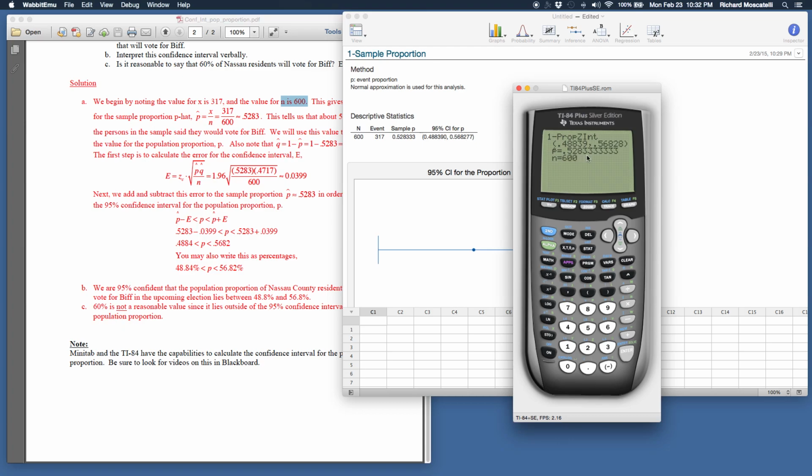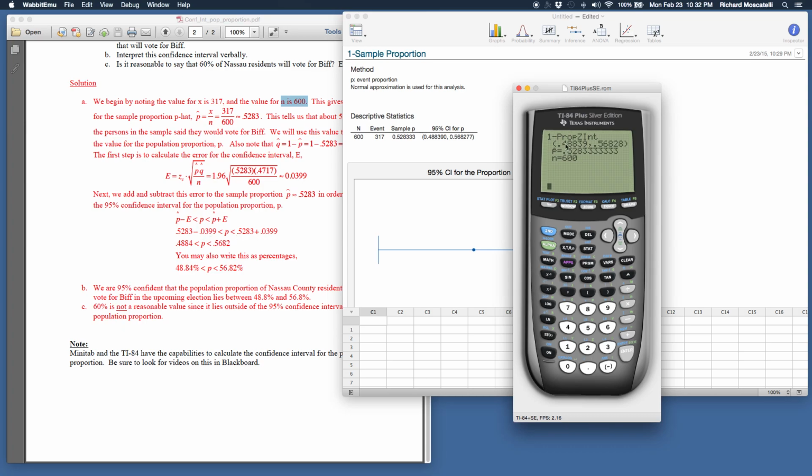It also calculates the sample proportion, p hat. Now I calculated p hat over here when we described how to crunch the p hat. Remember, that's x divided by n. That's 52.83% approximately. That's the percent of people in your sample that say, yeah, I'm voting for Biff. That's the value used to estimate the value of p. So it's this value right here, 0.5283, give and take some error, which is that 0.0399 number. So that's where this calculation comes from.